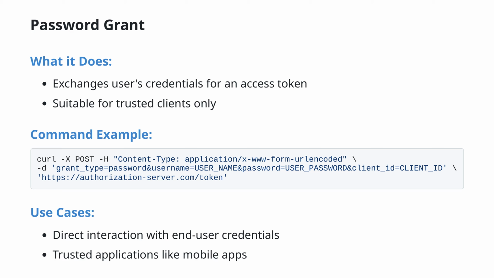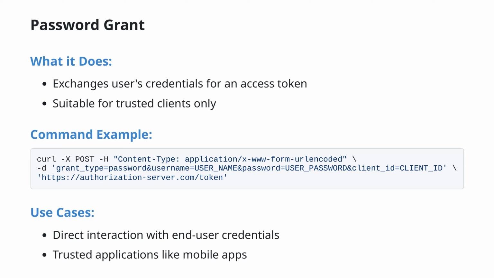The password grant method is used to exchange a user's credentials directly for an access token, making it a highly efficient and straightforward process appropriate for trusted clients only. For example, if you have a mobile app that you trust and manage, you can use it to simplify authentication by directly collecting and sending user credentials to obtain an access token. This minimizes the complexity of handling tokens and improves user experience.